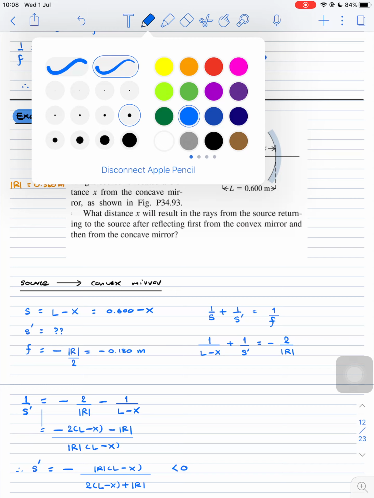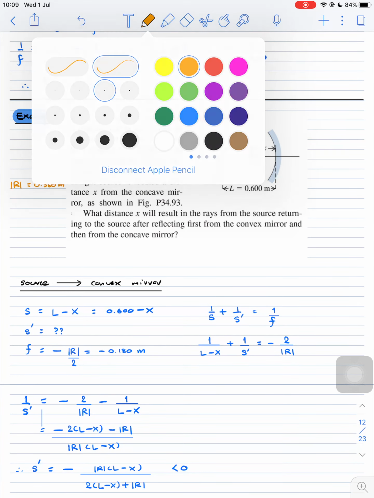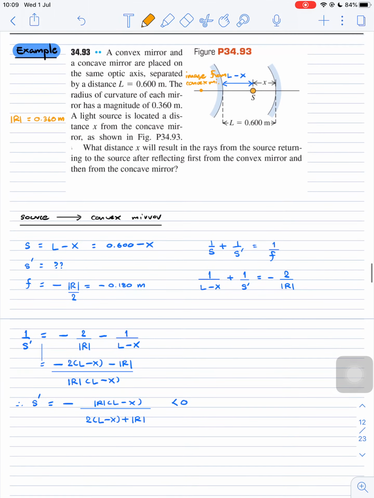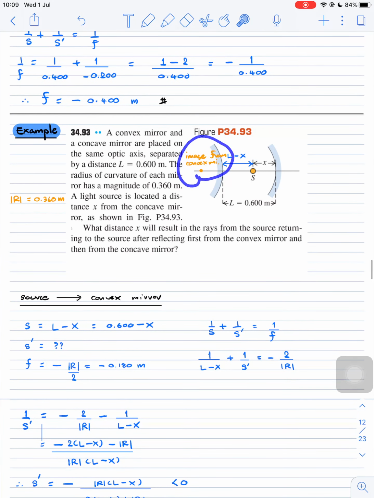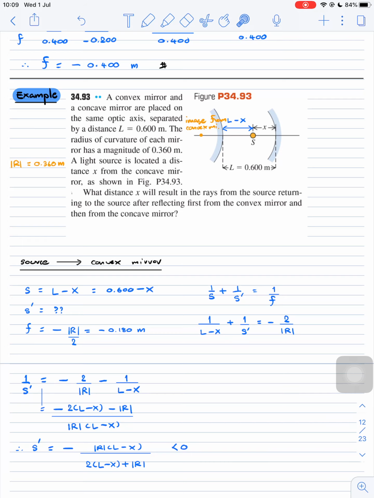So let me make the dots. Let's say that at this position... okay. So now this one is going to be the image from the convex mirror. Then this image will be the object for the concave mirror.